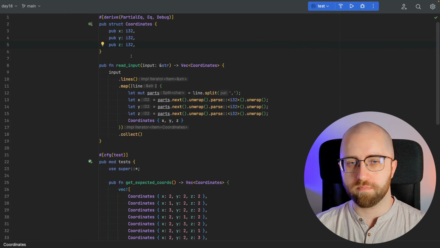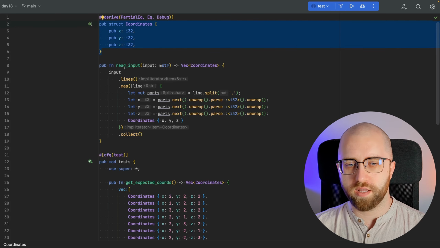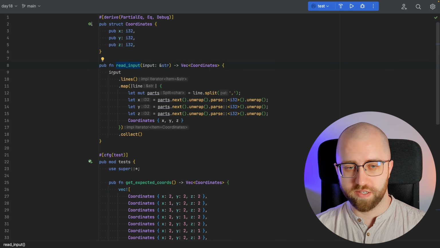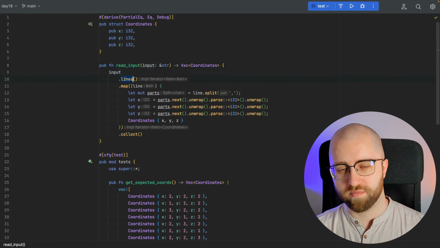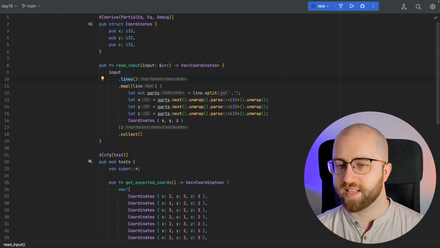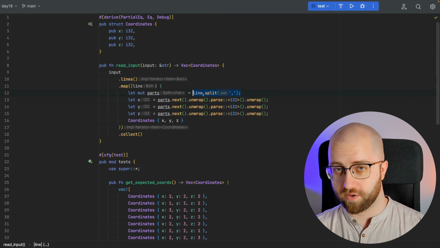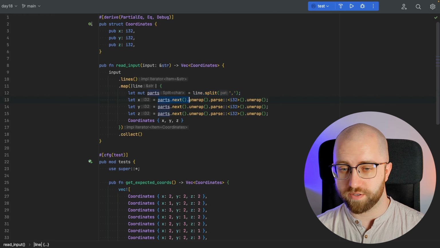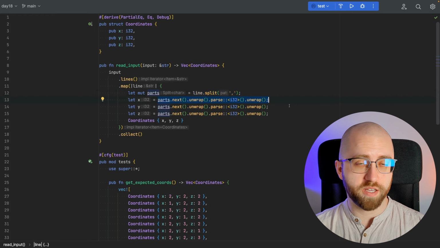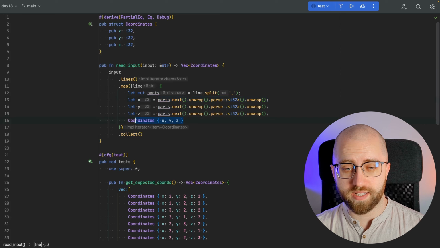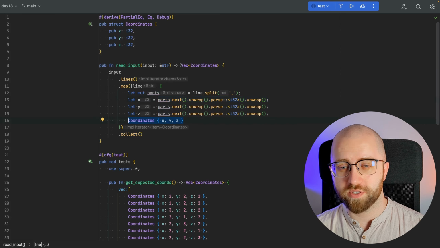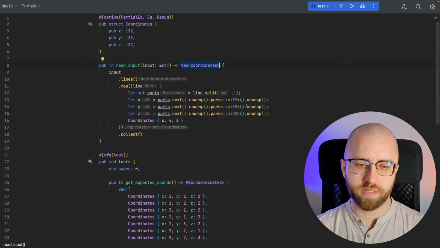As easy as it can be, so we have the coordinates and we're reading the input, which is just from the string split by the lines and line split by the comma, and then for each just parse it as integer, and that's it. That's the whole spiel. You just return the vector of those coordinates.